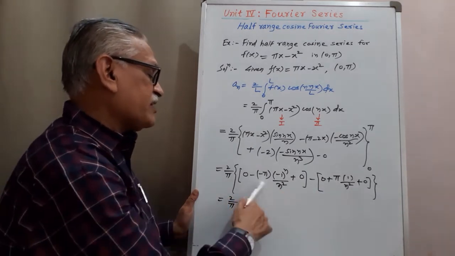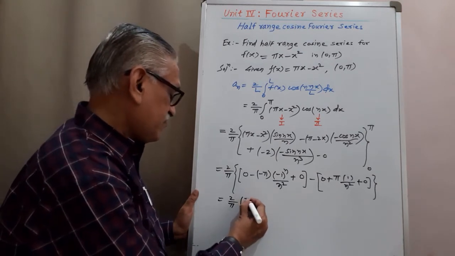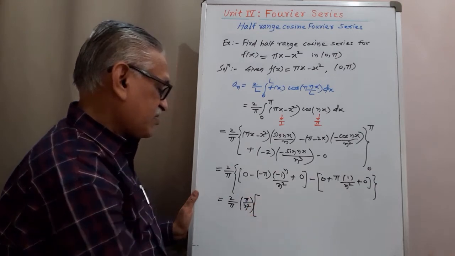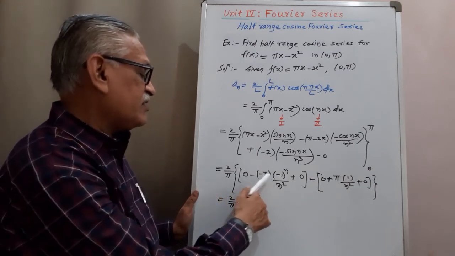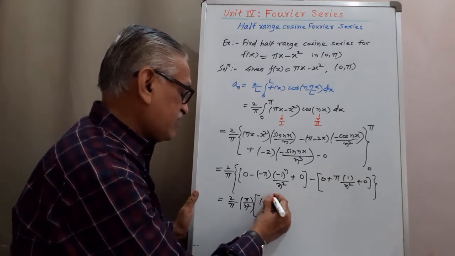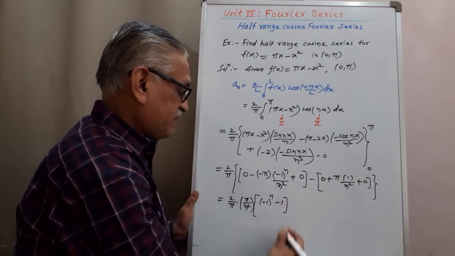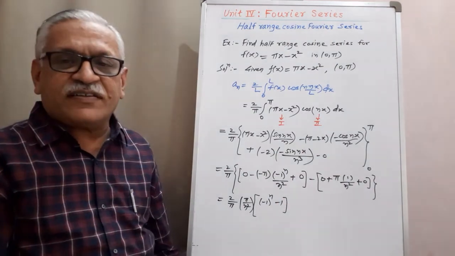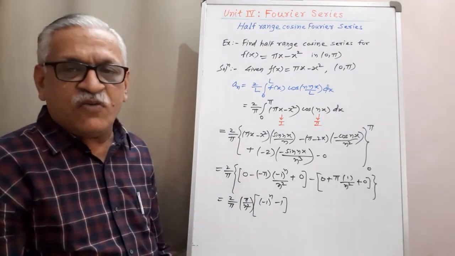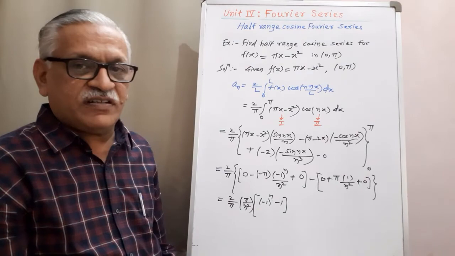From these two terms, I can take pi square by n square common. Remaining terms are here. Minus minus, it becomes plus. Therefore, it is minus 1 raised to n. And here it is minus 1. And as that term appears in the numerator, minus 1 raised to n minus 1 or plus 1. Here we are getting minus 1 raised to n minus 1.